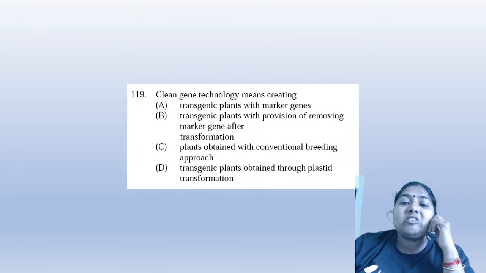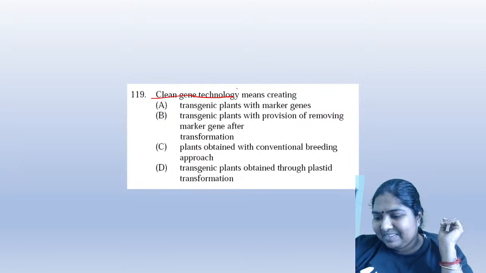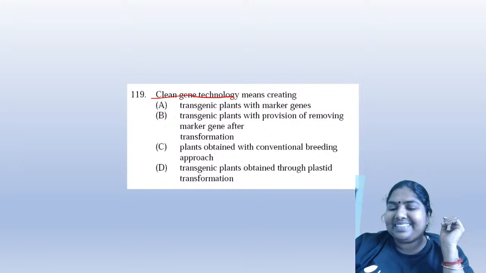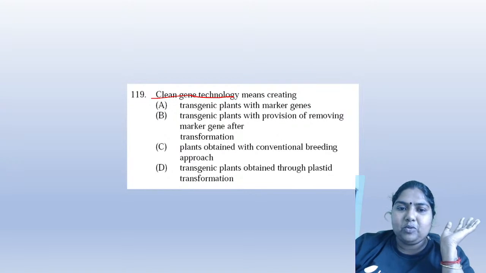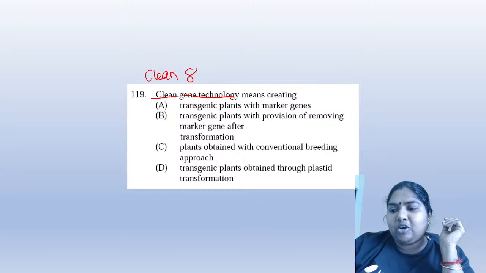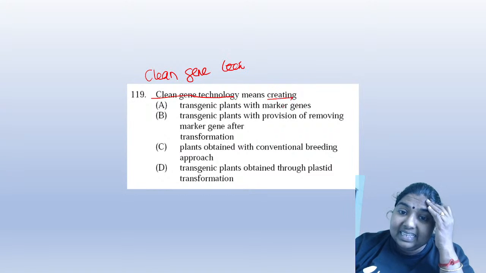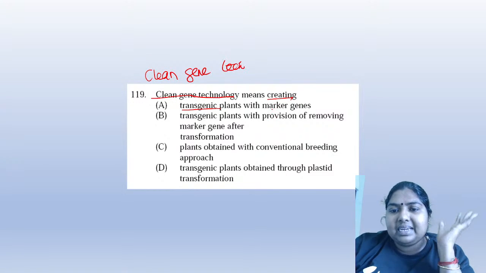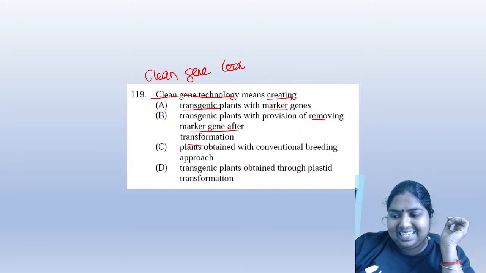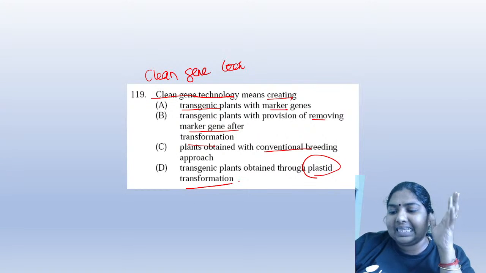Biology. Come on. Clean gene technology. The name itself is good, no? Clean gene. Yes, Prachi, absolutely. What do you mean by clean gene technology? It means you create the transgenic plants with marker genes and then you remove the marker gene after the transformation. The name itself suggests. The plants are obtained with conventional breeding. Transgenic plants are obtained through plastid transformation, which is called clean gene technology.